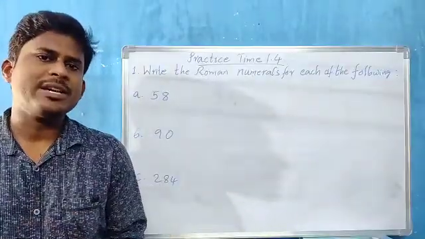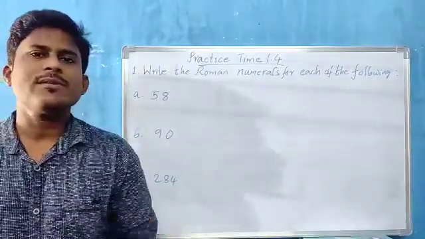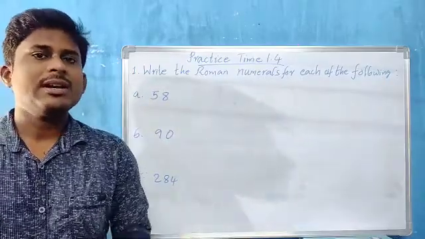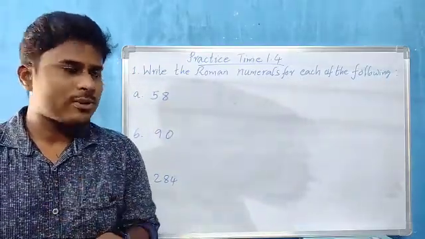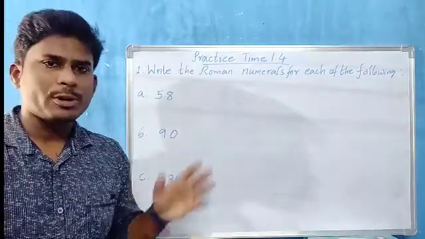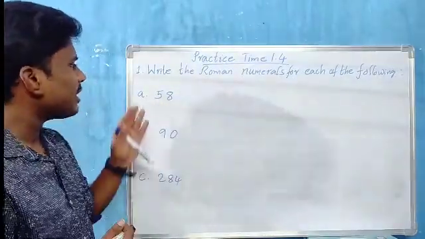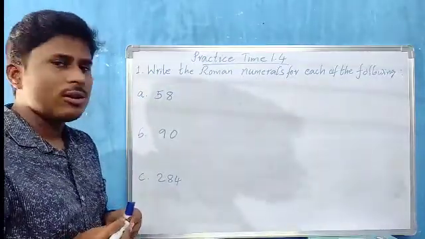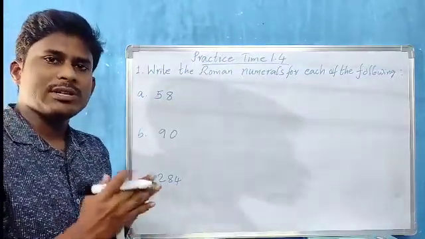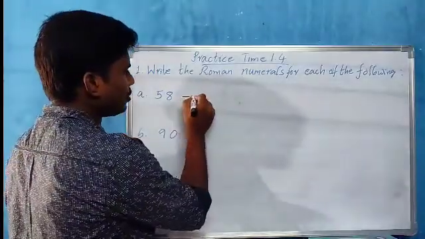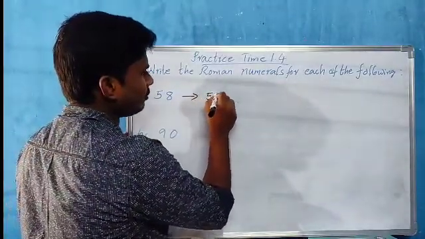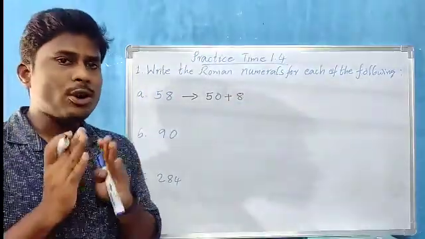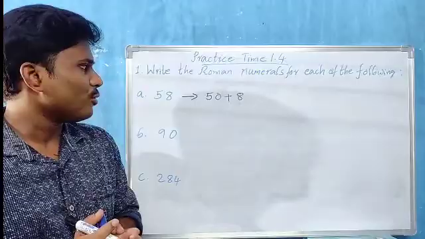So children, practice time 1.4, write the Roman numerals for each of the following. See children, we have Hindu-Arabic numerals here. Now let us consider the rules of the Roman numerals and convert them into Roman numerals. So see children, we have the number 58 here. As I said, always write the given Hindu-Arabic numeral in expanded form first. So children, 58 you have to write in expanded form in this way: 50 plus 8.